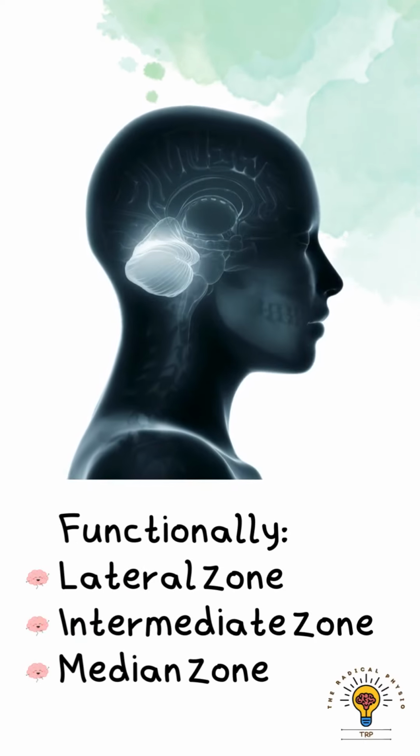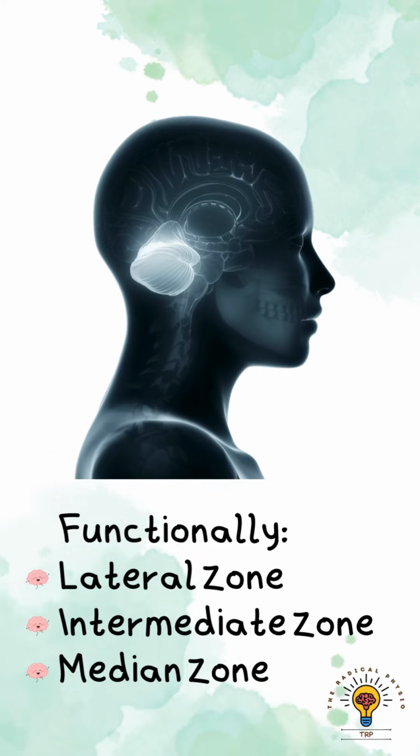Functionally, the cerebellum is divided into three zones. The first one, the lateral zone, is responsible for planning and coordinating movements of distal parts. Second is the intermediate zone, which controls the flexor group of muscles in the body. The third one, the median zone, also called the vermis, controls the extensor muscle group.